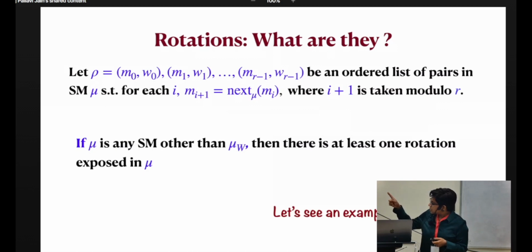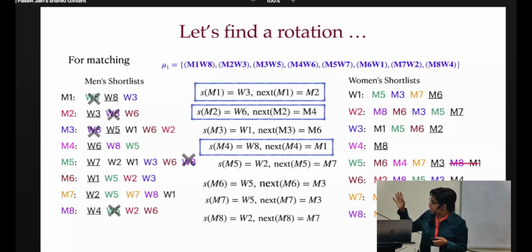In this particular example that we saw before, I can point out these three pairs: M1 and his partner, M2 and his partner, M4 and his partner. They form a rotation. You can see it: M1 is pointing to W3 as its current partner, right? W3's current partner is M2. Now we look at the successor of M2, it is W6. W6's current partner is M4. Now we go to M4, whose successor partner is W8, and W8's current partner is M1. So we are back to M1.